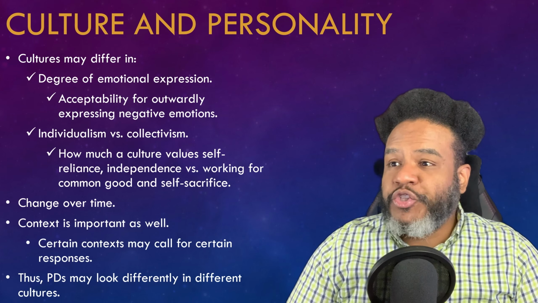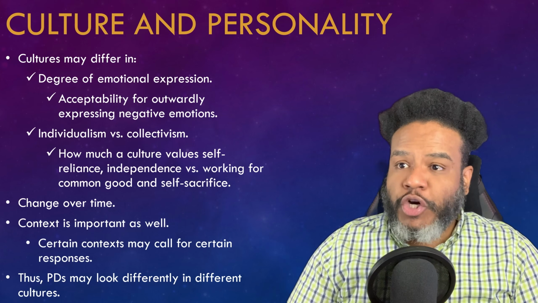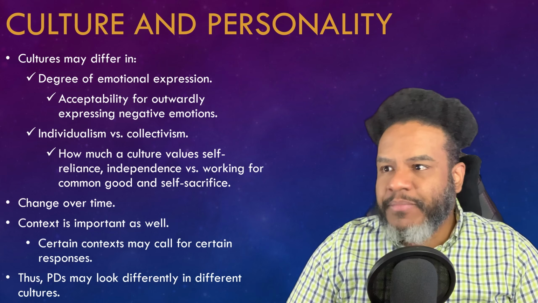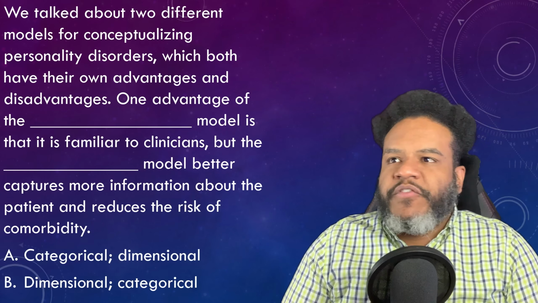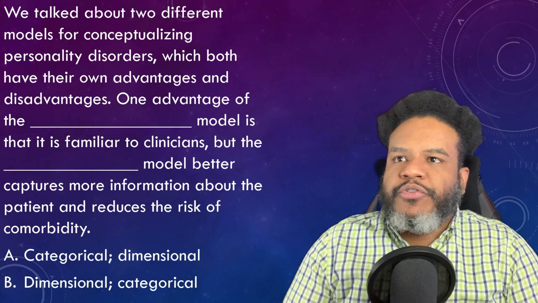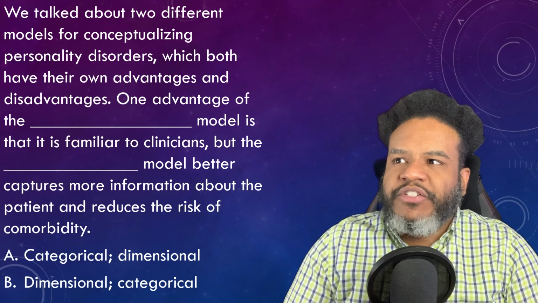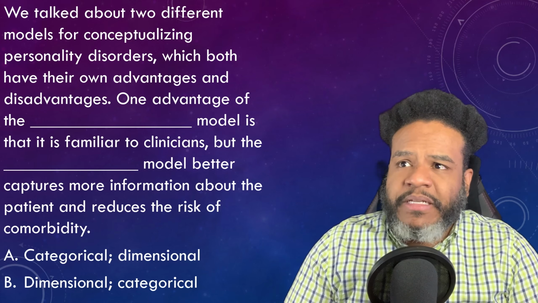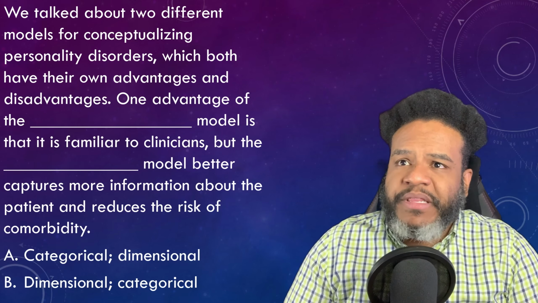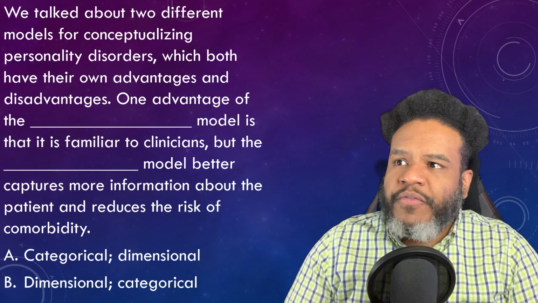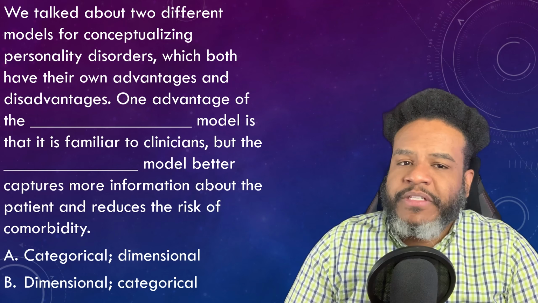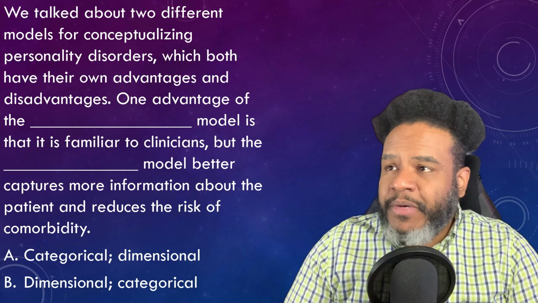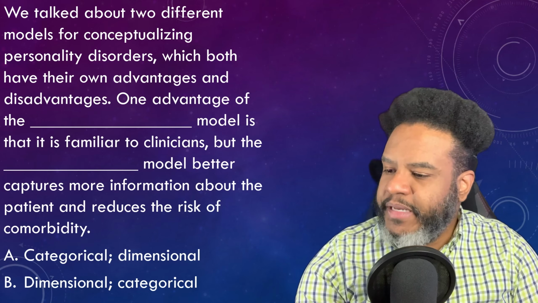Additionally, you want to think about how social circumstances determine whether a behavior will be assigned a positive or a negative meaning by other people. All right, so we talked about two different models for conceptualizing personality disorders, which both have their own advantages and disadvantages. One advantage of the blank model is that it is familiar to clinicians, but the blank model better captures more information about the patient and reduces the risk of comorbidity. So you have the categorical model, dimensional model, or dimensional model, categorical model. All right, let's see what the answer is.